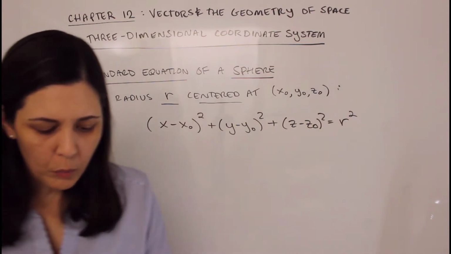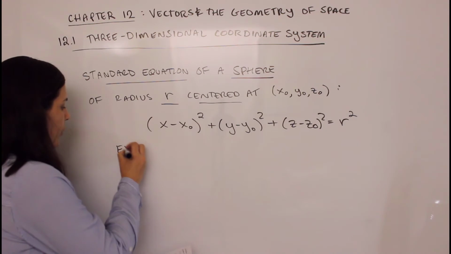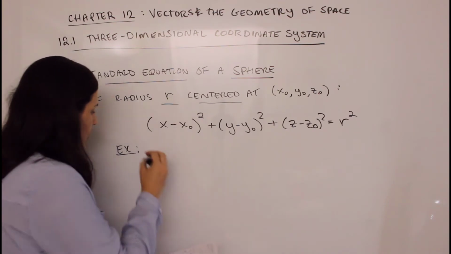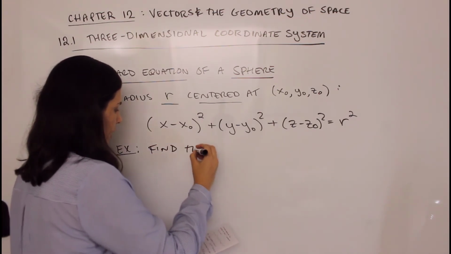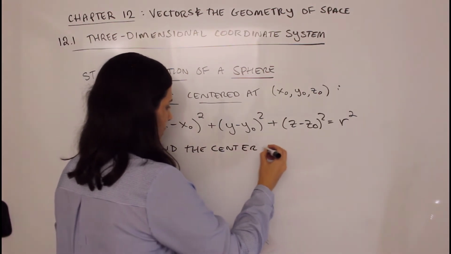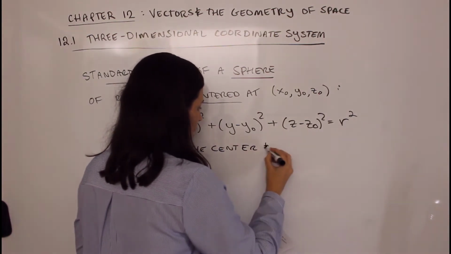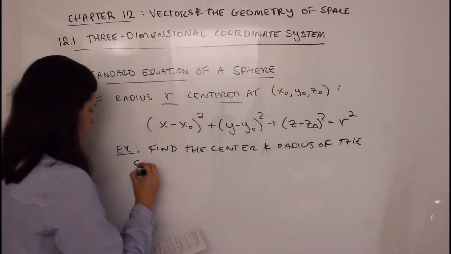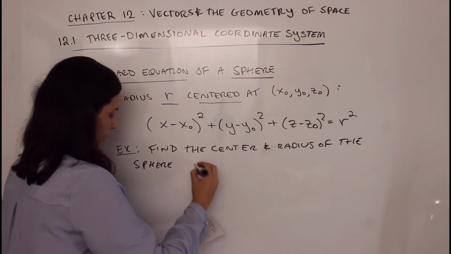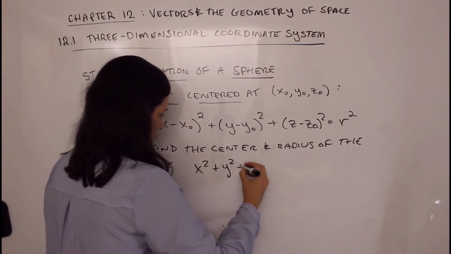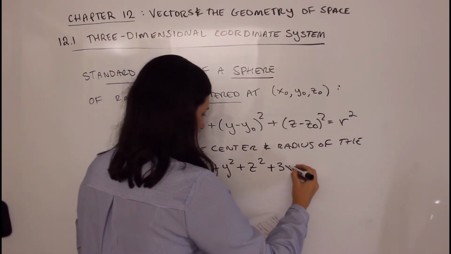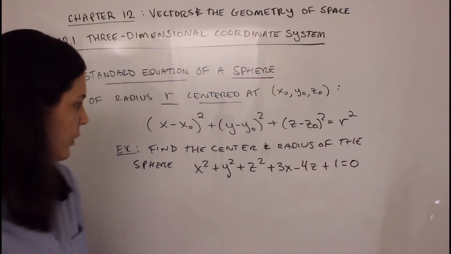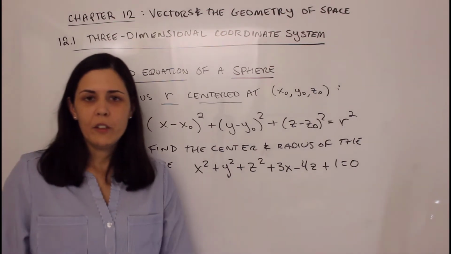So let's take a look at an example. I'm going to give you one here where you don't actually see this standard form, but the question that I'm going to ask you, you're going to need this standard form. So what I want you to do is to find the center and radius of the sphere, and here is your sphere: x squared plus y squared plus z squared plus 3x minus 4z plus 1 equals 0. Okay, what's the center and radius?